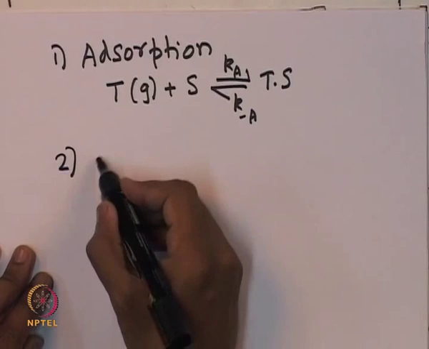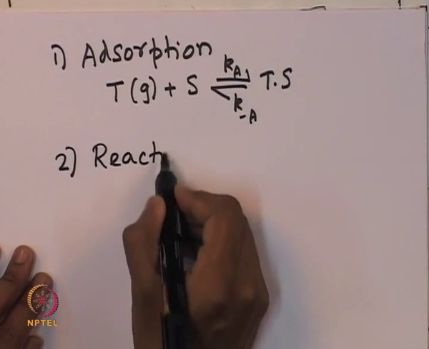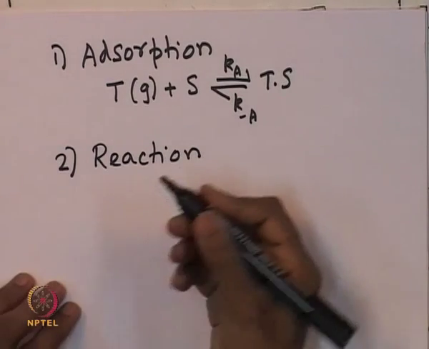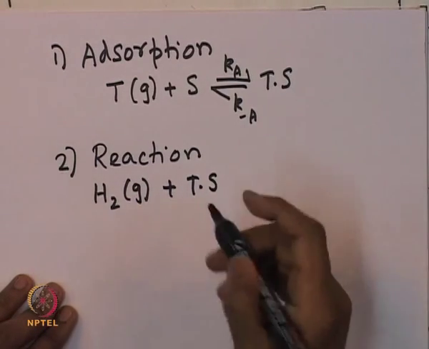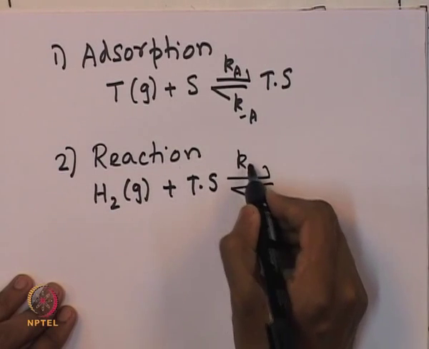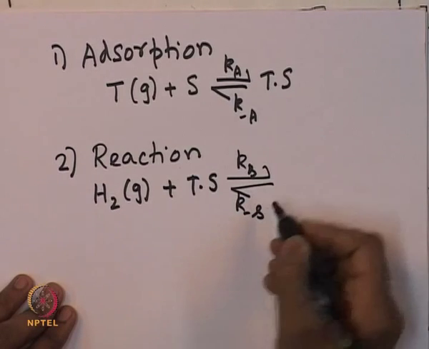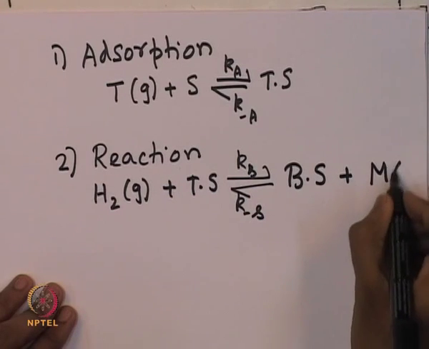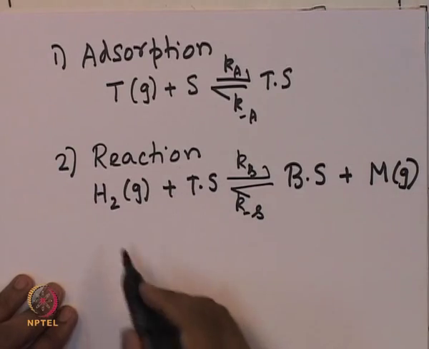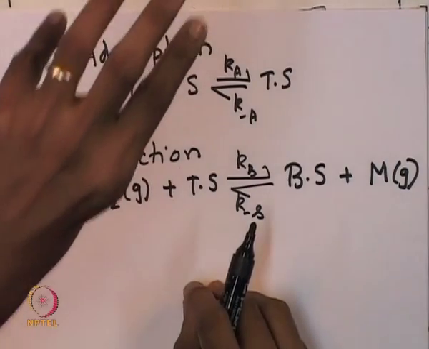Okay. And then the second step is the reaction. The hydrogen which is present in the gas phase now reacts with toluene which is residing on the catalyst site to give the products, where this will be benzene which continues to be adsorbed on the surface, plus methane which goes into the gas phase. So this is the second step, where hydrogen in the gas phase reacts with the toluene which is now adsorbed onto the surface of the catalyst site, and that leads to the product formation, where the benzene, which is one of the products, remains adsorbed on the catalyst site, and then methane is formed along with it, which immediately goes into the gas phase.